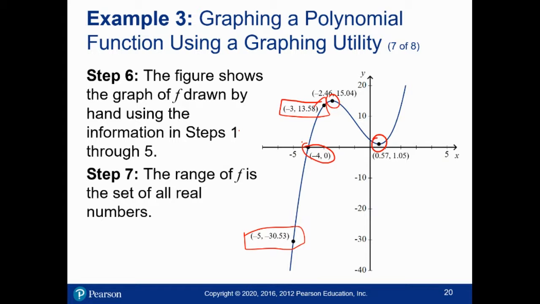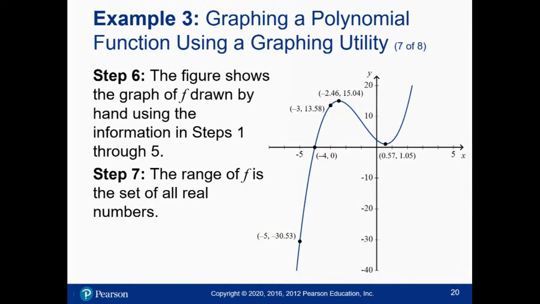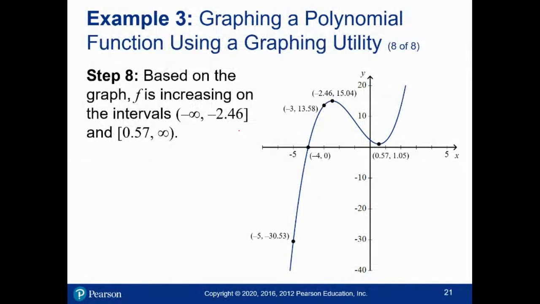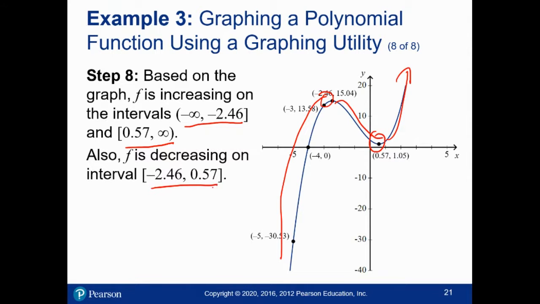Okay, the range is all real numbers. An odd degree polynomial will always have a range of all real numbers. We can establish where the graph is increasing versus decreasing. Remember, it's going to be increasing until it hits the maximum, then it's decreasing to the minimum, and then it's increasing from that point forward. So it's increasing all the way up to that maximum, and then from the minimum on. It's also decreasing in between them.